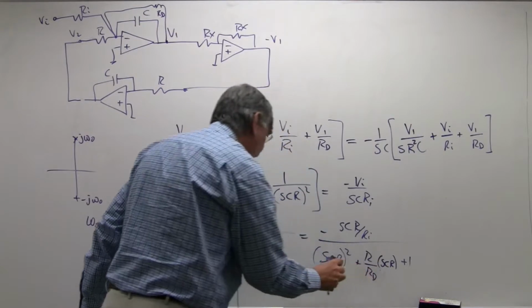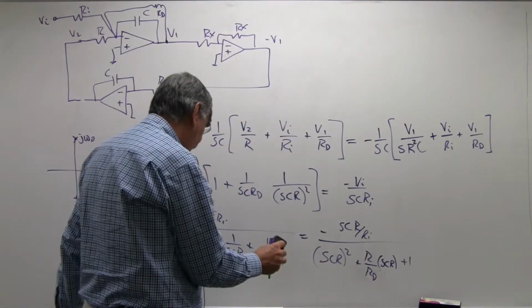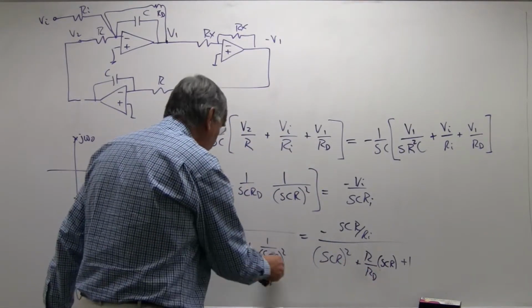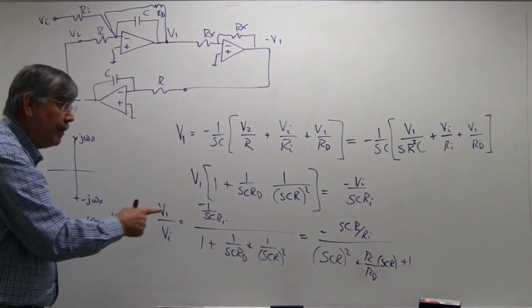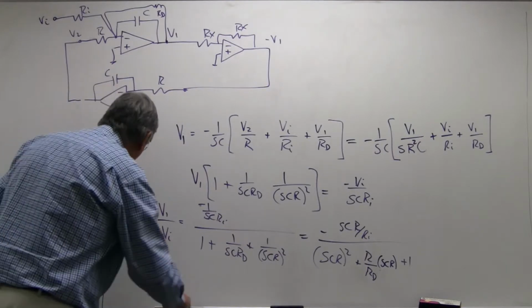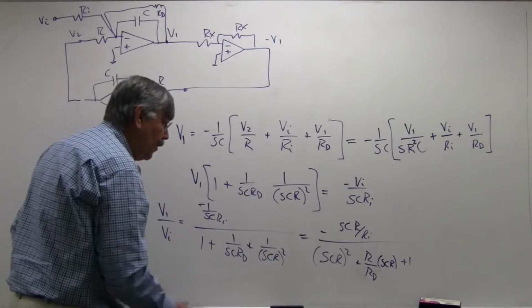First order. All right, hang on just a minute. Is this right? SCR squared. Oh yeah, there's an extra R in the numerator. I think this is correct. Now that needs to be matched up to our thing, and we can figure out what Q is.